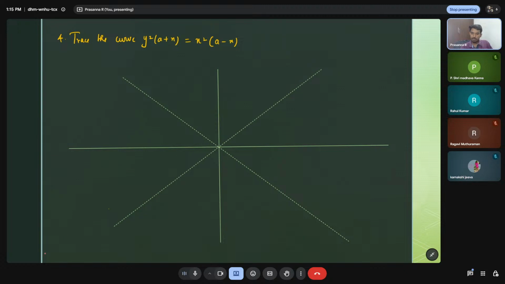So it is passing through origin. You know the equation of y equal to x and y equal to minus x, right? You know the graph, right? Very elementary. This is the y equal to x graph. This is the y equal to minus x graph. So these two are tangents at the origin.